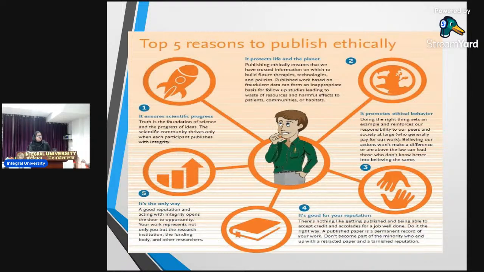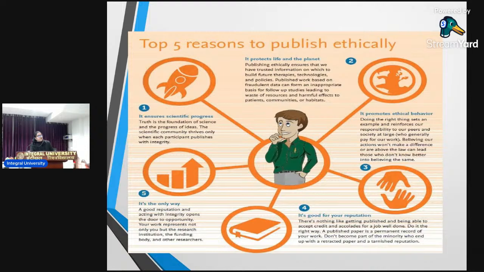The number one reason is that it ensures scientific progress. So truth should be the foundation of science, and the progress of ideas. The scientific community thrives only when each participant publishes with integrity, right? Each participant should publish with integrity. So the top reason why you have to publish ethically is because it ensures scientific progress, right? What is the second reason?